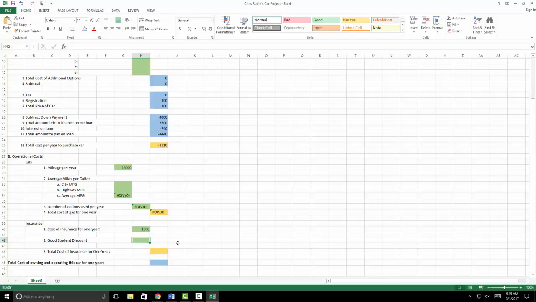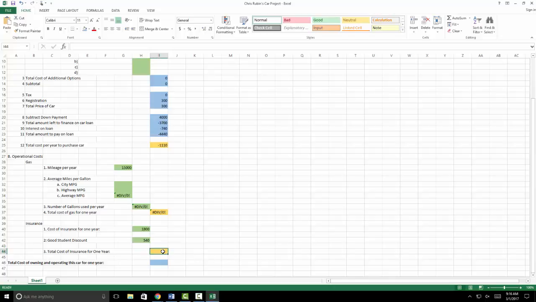If you have a 3.0 GPA, you're going to set up this formula, equals cost of insurance multiplied by 0.3. If you don't have a 3.0 or higher, you simply are going to put 0. So if you have below a 3.0, it's 0. If you have above a 3.0, it's equals cost of insurance multiplied by 0.3. You get a 30% discount.